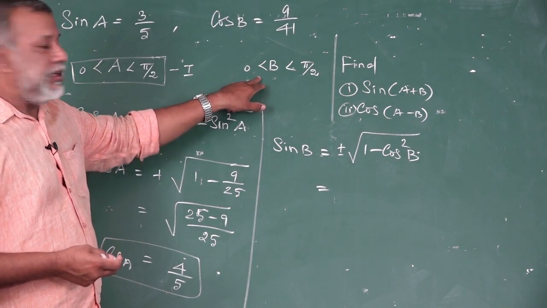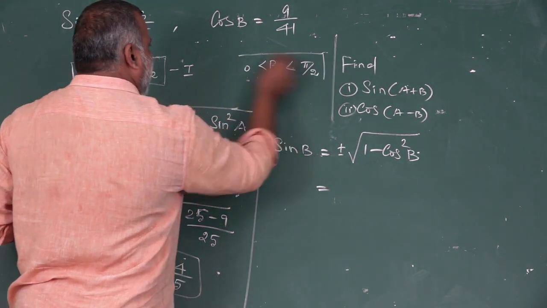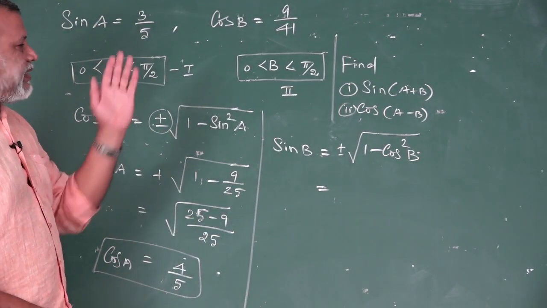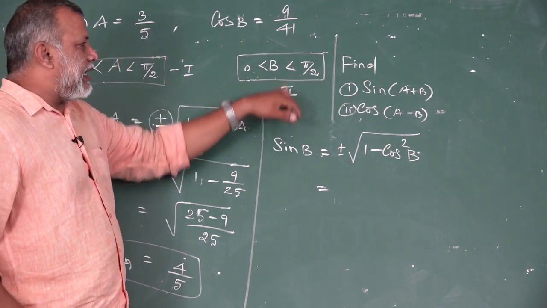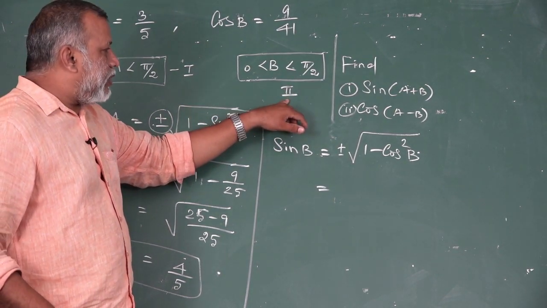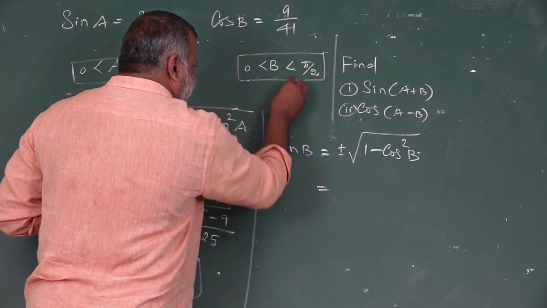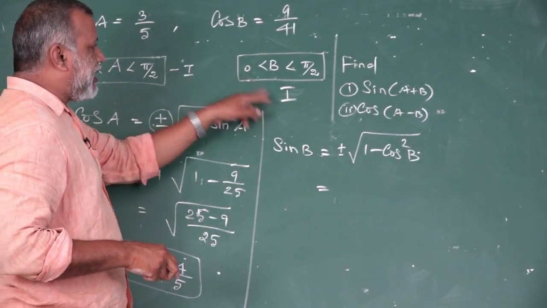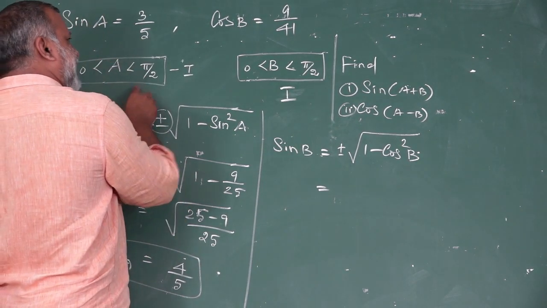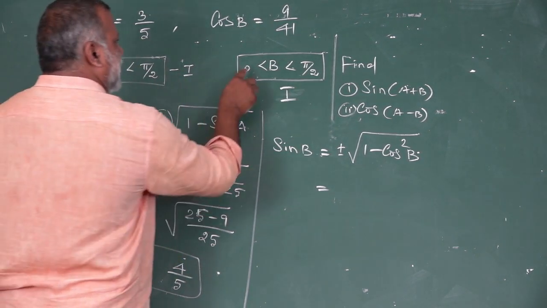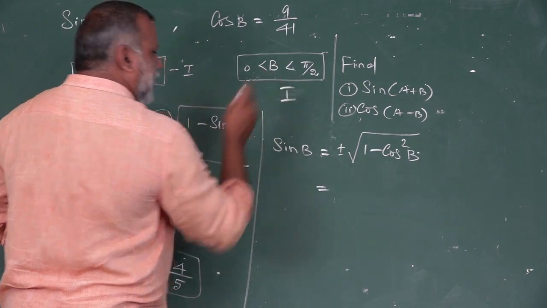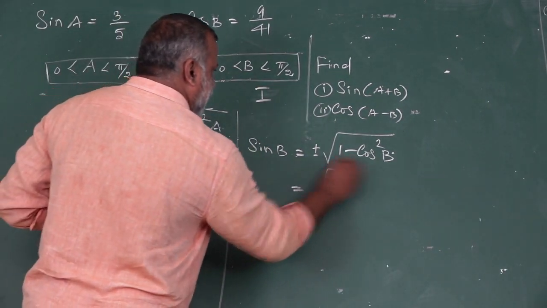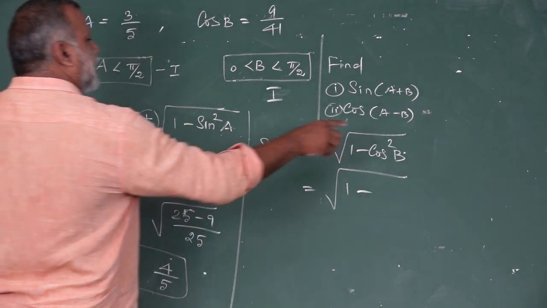See the angle B. B is greater than 0 and less than pi by 2. Once again, it lies in the first quadrant. Greater than 0 and less than pi by 2 means it lies in the first quadrant. The first data also lies in the first quadrant. In the first quadrant, sine is positive only. Root of 1 minus cos squared B.